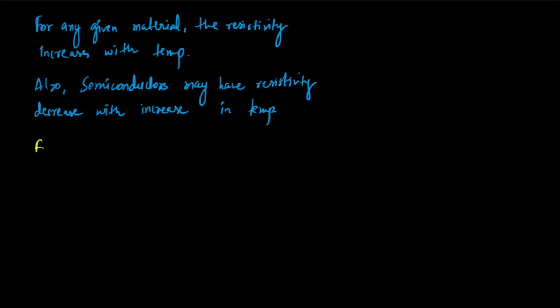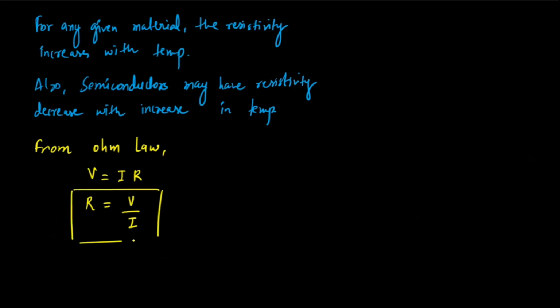So, from Ohm's law, we know V is equal to IR. I can write R as V by I. So what can we conclude from this relation? We can conclude that the slope of the VI curve is going to give us resistance.